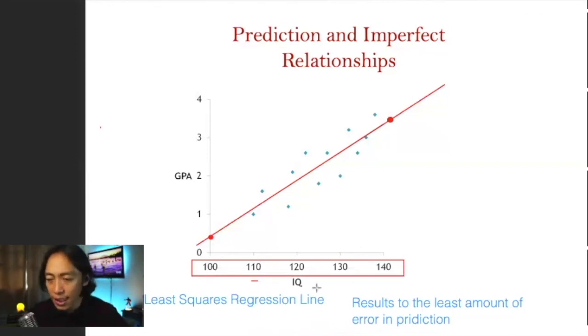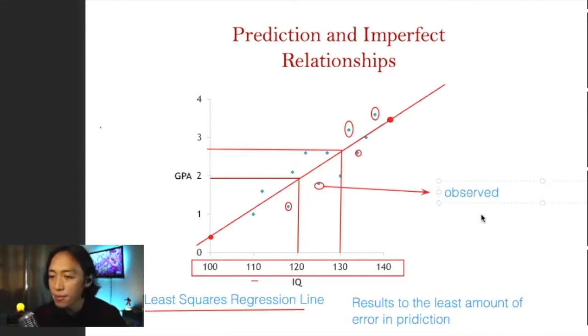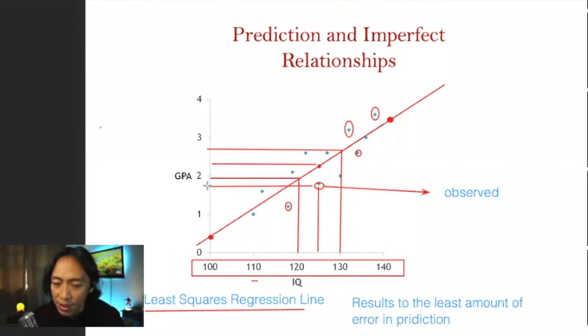Meaning to say, if I call on any level of IQ using the least squares regression line, we can predict the grade point average. So if I say IQ of 120, the least squares regression line would tell us that the grade point average should be here. If I call on IQ 130, the least squares regression line will tell us that the GPA should be here. Now, if we consider certain specific observations, so let's say, for example, this one, this person, this is the observed data. And what do we observe? We observe that this particular person has an IQ of about, I'm guesstimating here, around 125. If you have an IQ of 125, the prediction, if we are using the line, is that your grade point average should be this one. But the observed is telling us otherwise. The observed is telling us that the grade point average is around here.